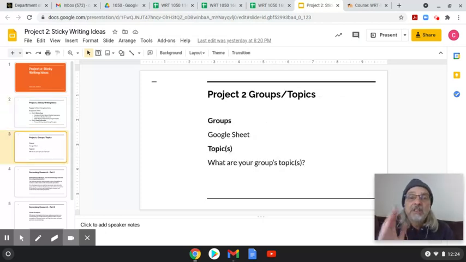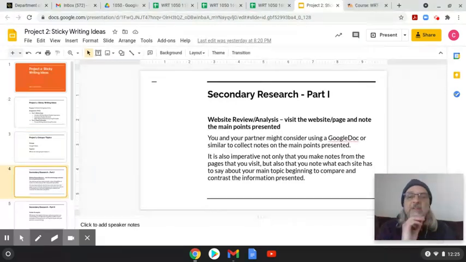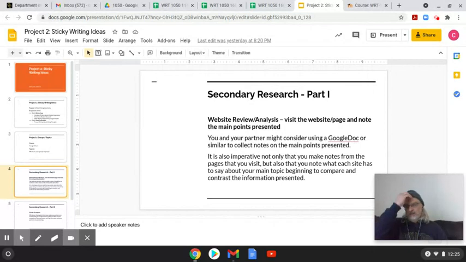So I went over the Google Sheets and showed those to you. Make sure that you understand what your group's topics are, be on the same page, and start researching those. If you could have one to two topics, as we've mentioned. This is where you want to do the website review analysis. Visit the web page and note the main points presented. I would recommend using a Google Doc so that you can share, and as you find stuff, just start putting it on there like a blank canvas.